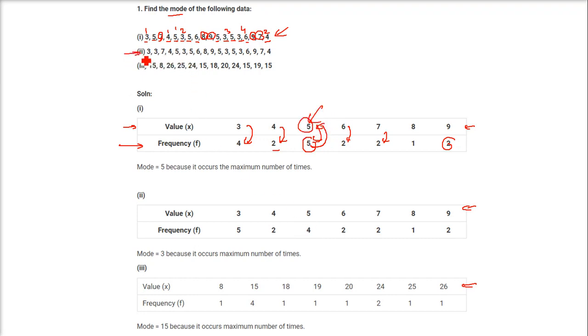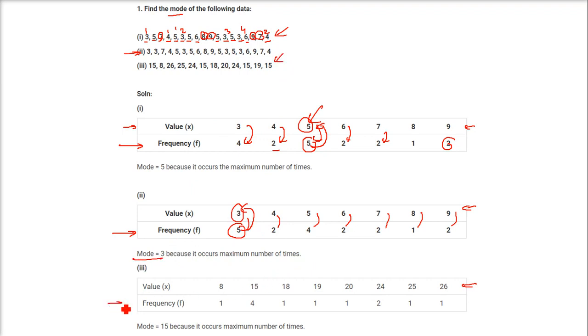Similarly, we will do the same thing for this data. For 3, we have a frequency of 5. I hope you will be able to calculate the rest: 5 4 times, 6 2 times, 7 2 times, 8 1 time, and 9 2 times. In this row, which is the maximum number? 5. So this is the highest frequency, and the highest frequency corresponds to the number 3. So 3 is the mode of this data.